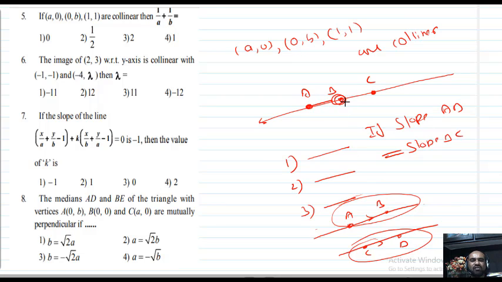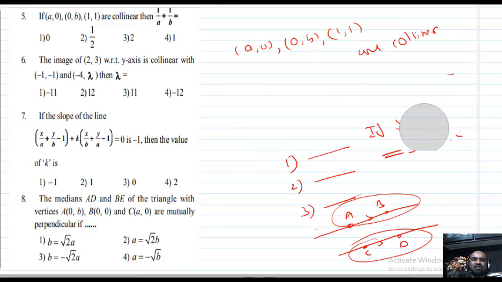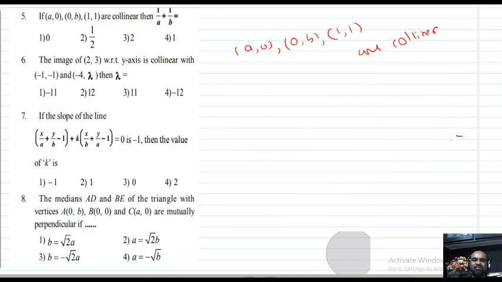That's why slope of AB equals slope of BC means directly I can say that A, B, C are collinear, or slope of AB equals slope of AC also. So by using slope concept, you can check the collinearity of the given points. Clearly here these three are collinear. Assume that this point is A, this point is B, this point is C.